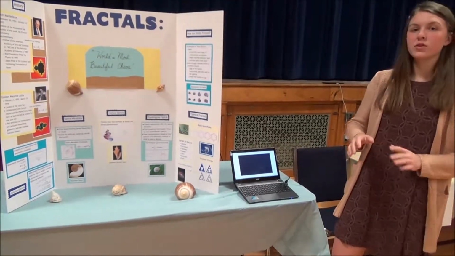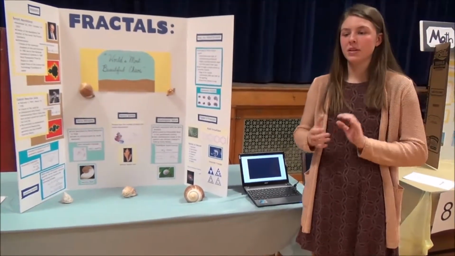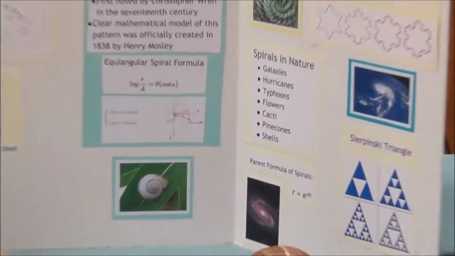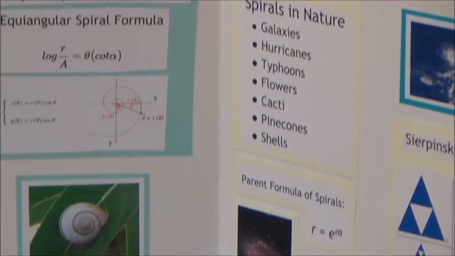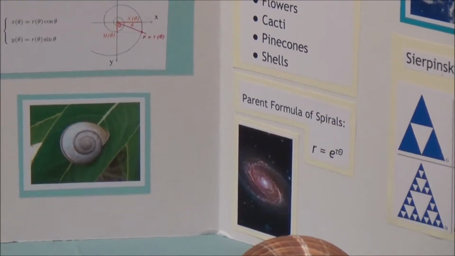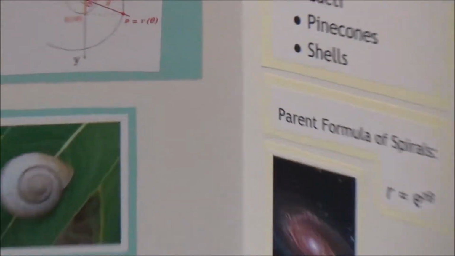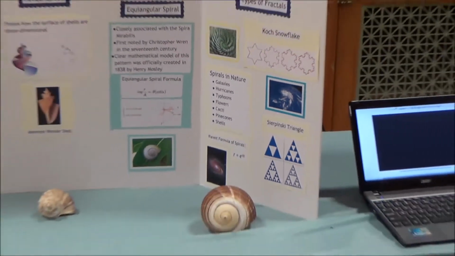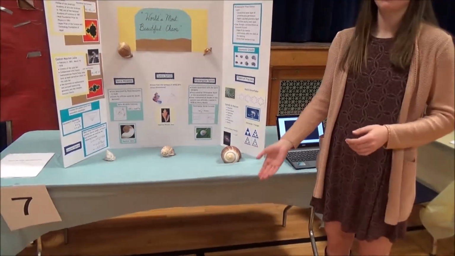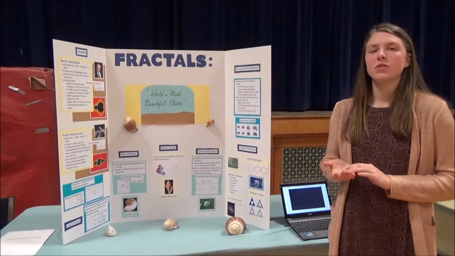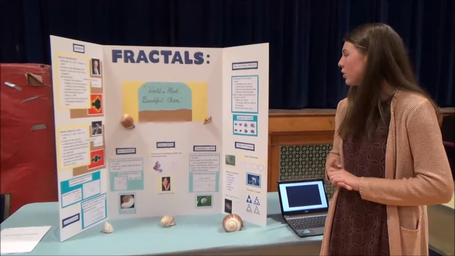In nature, spirals can be found almost anywhere. You name it, there's a spiral in there. Spirals can be found in places such as galaxies, hurricanes, typhoons, cacti, flowers, pine cones, and believe it or not, shells. Let's say you're walking alongside a beach and you pick up a small shell. Little did you know that it is one of the most intricate and complex things in the world.